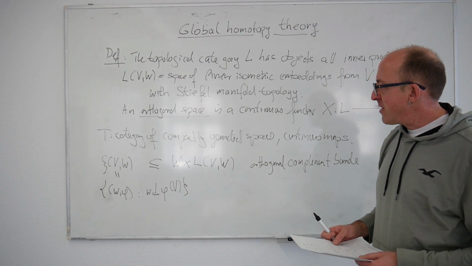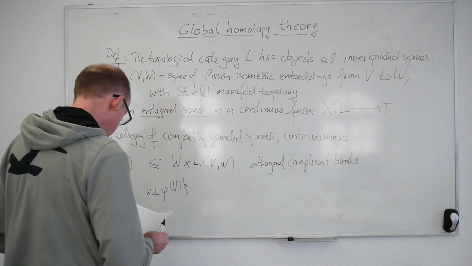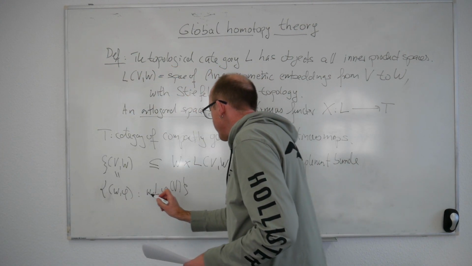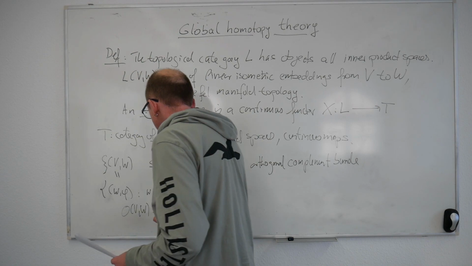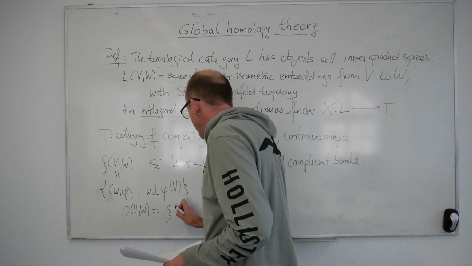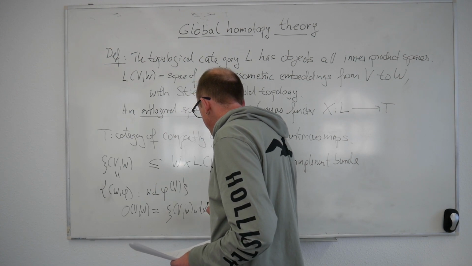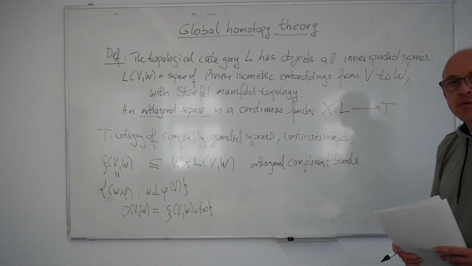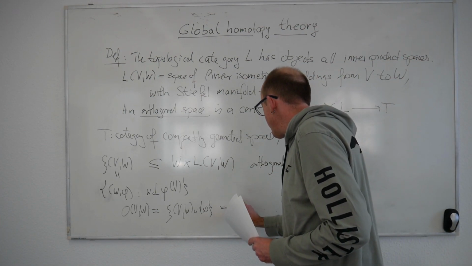So from these vector bundles, we'll now make a based space, namely the Thom space. So my notation for this is O(V, W). And I define this as the one-point compactification of the total space of this bundle, ξ_V(W), union a point at infinity with the topology of the one-point compactification. And this is also the Thom space of the bundle.